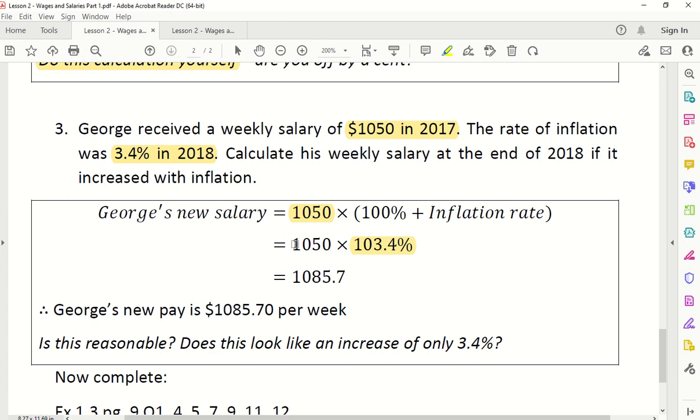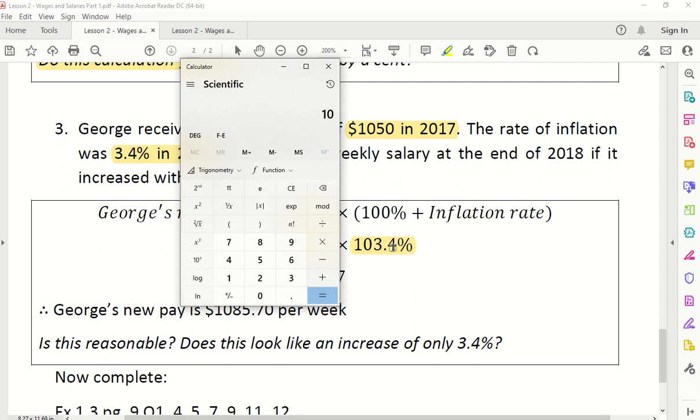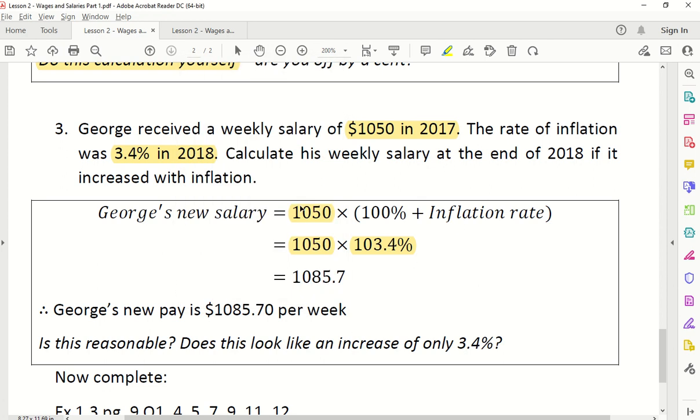Anyway, so to find George's new salary, well, I take his earlier salary and multiply it by 103.4%. Why 103.4%? Well, it's increased by 3.4%, but if I just multiply by 3.4%, I'm going to get a very small figure. I'm only going to get, oh dear, wrong button there. I'm only going to get $35.70, and clearly George is earning more than that in a year. So what I do is I multiply it by 103.4%. So that's his earlier pay, representing 100%, plus the inflation rate of 3.4%, giving me 103.4%.